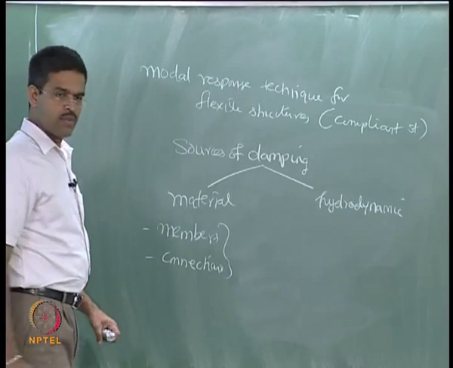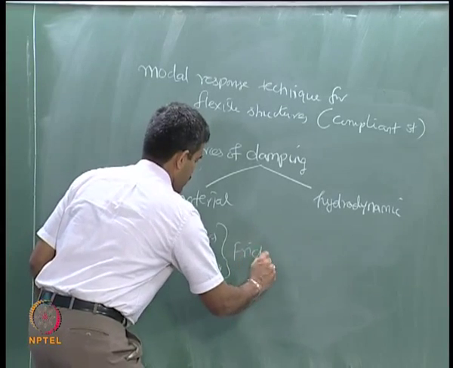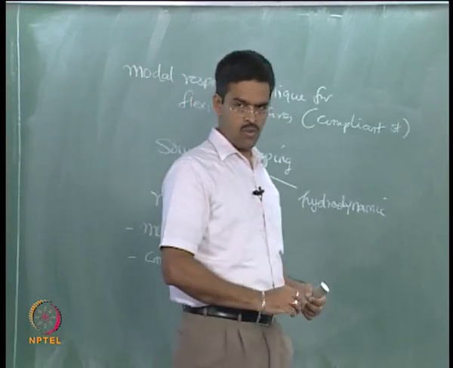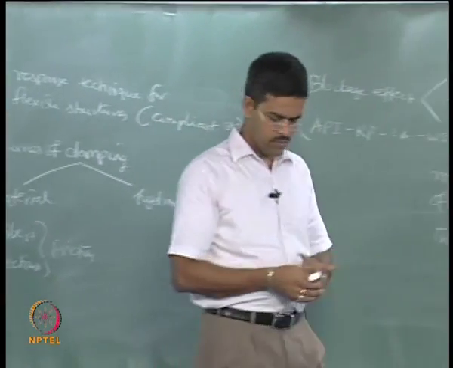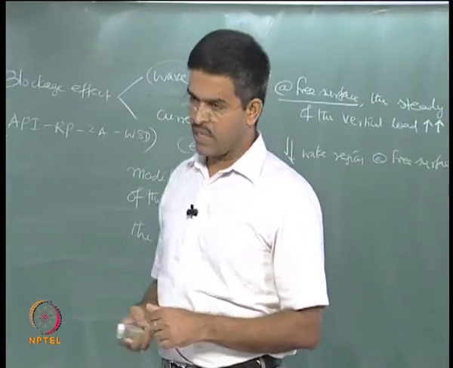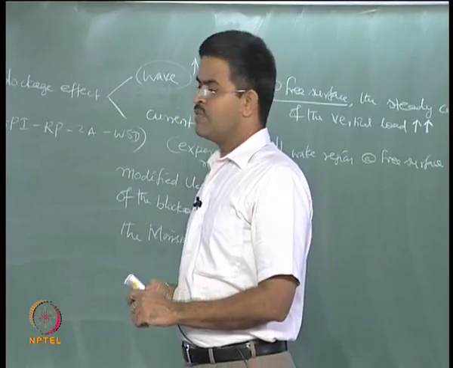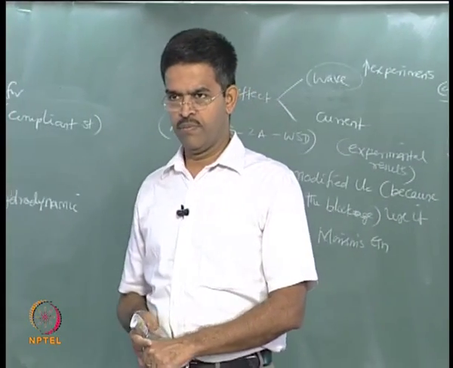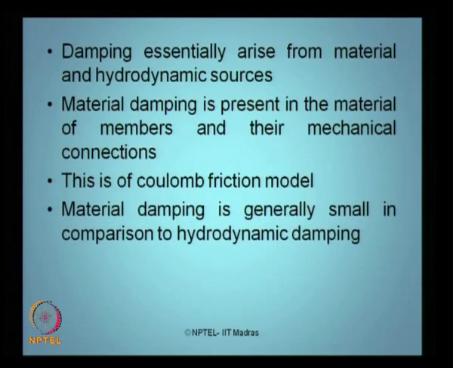So they will result in a friction model which is expressed by Coulomb's model. So it can come from the material of the member as well as the mechanical connections. So this is basically a friction model which is given by the Coulomb theory, okay. Whereas the hydrodynamic damping will come from the viscous model which we will see in the subsequent slide, but interestingly people have found out from the experimental investigations that the damping which comes from the source of the material is far inferior and lesser compared to the hydrodynamic damping as far as ocean structures are concerned.